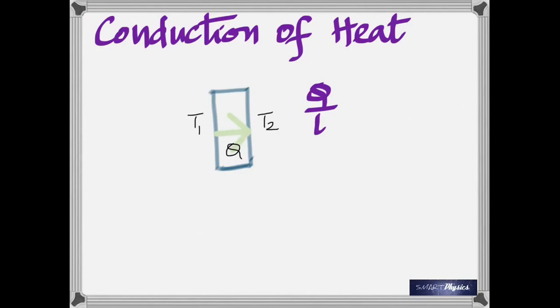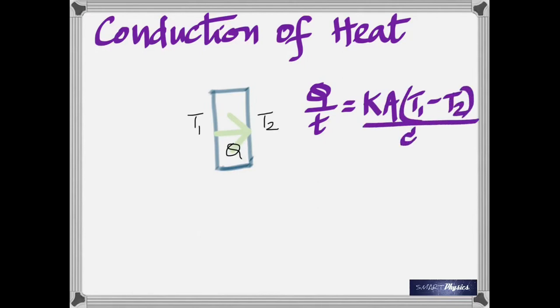If Q is the quantity of heat flowing in T seconds, then the formula is Q by T is K A (T1 minus T2) by D. Just have to tell you what these terms are. Q is the quantity of heat flowing, T is the time in which it flows, D is the thickness of the wall, A is the area of cross section of the wall, this is the area of the shaded surface, T1 and T2 are the temperatures, and K is the constant called the thermal conductivity, which will be given to you.